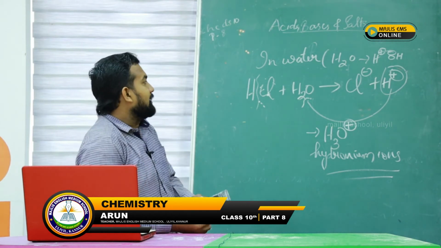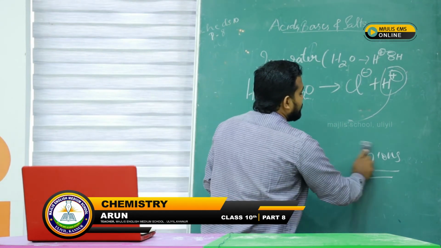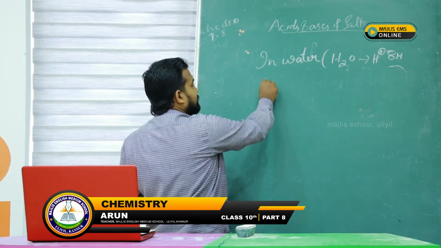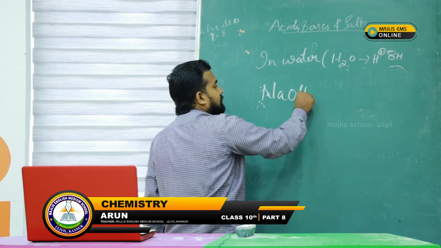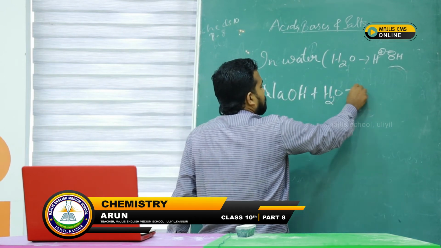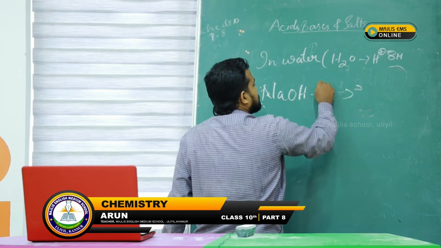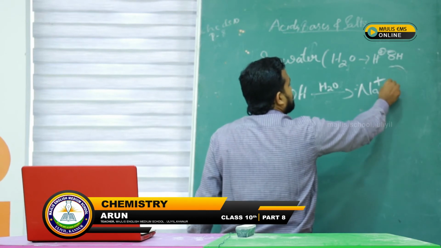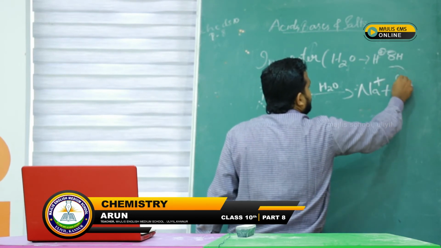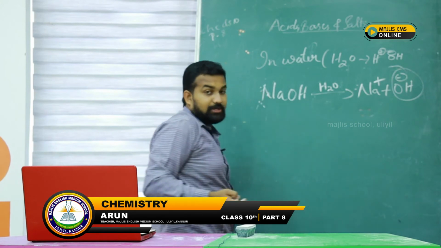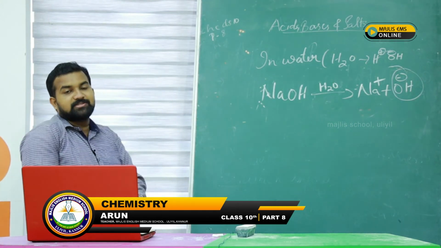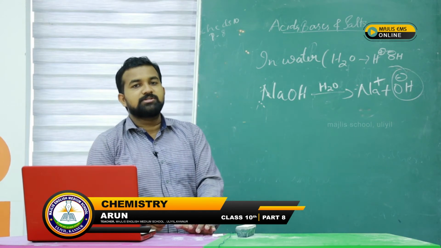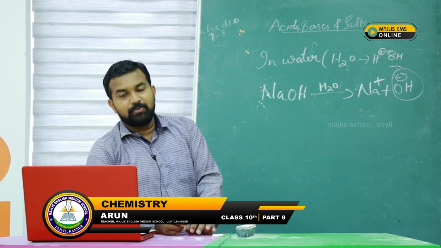Okay. And what will happen when a base is dissolved in water? Sodium hydroxide plus water, that means when it is dissolved in water, we will get sodium ion plus OH minus ions. In water, bases will produce OH minus ions. Okay, this is what you have to study. The base will produce OH minus ions, the acids will produce hydronium ions.